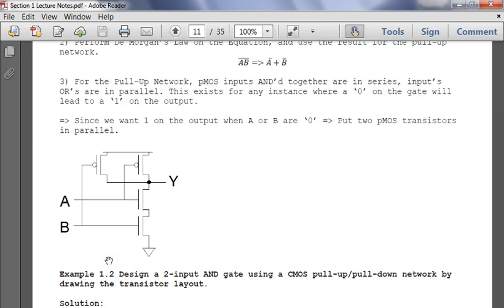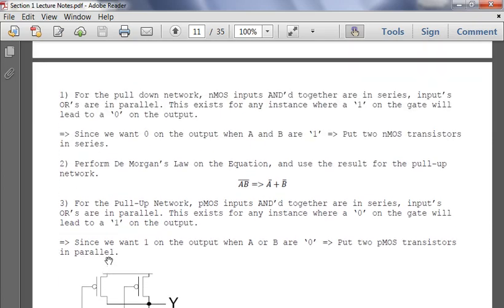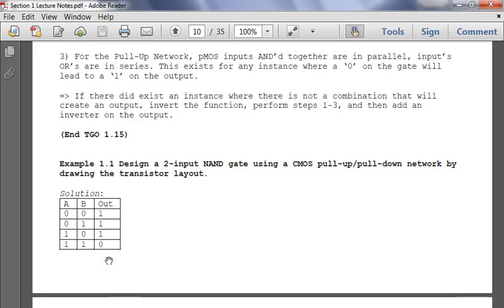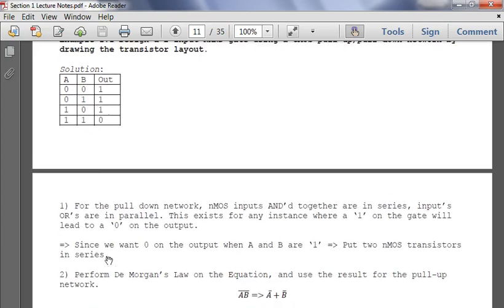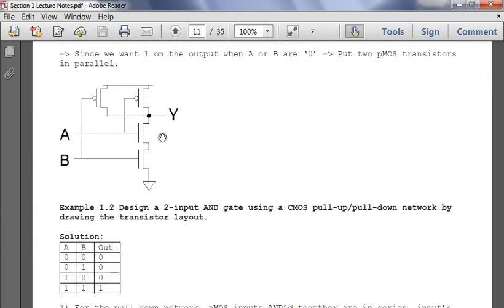And the reason why I introduced De Morgan's law is that when you start getting slightly larger equations, you can actually perform this to tell which ones are going to be in series and which ones are in parallel. So before, this is the pull-down network. If they're ANDed, they're in series. If you OR them, they're in parallel. And so then you can lay it out.